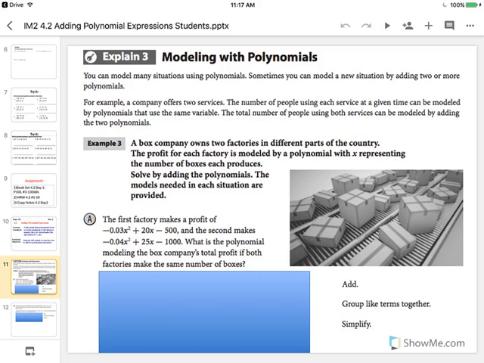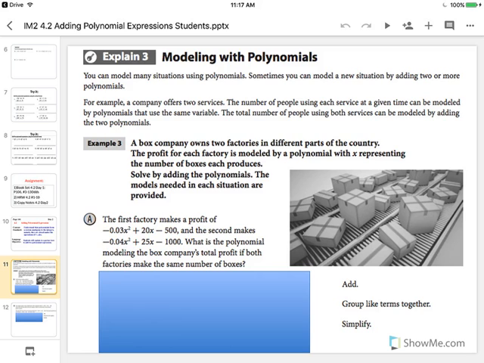Modeling with polynomials. You can model any situation using polynomials. Sometimes you can model a new situation by adding two or more polynomials. For example, a company offers two services. The number of people using each service at a given time can be modeled by polynomials that use the same variable. The total number of people using both services can be modeled by adding the two polynomials.